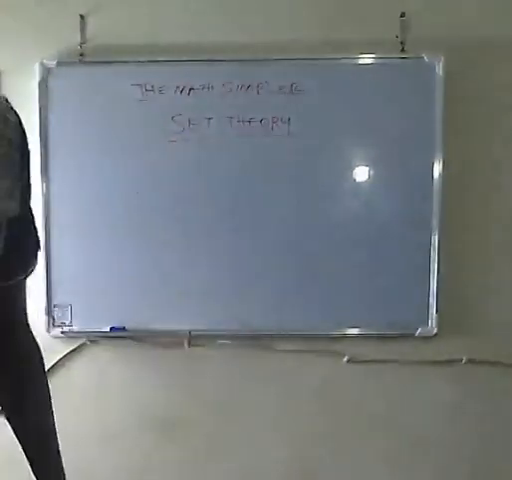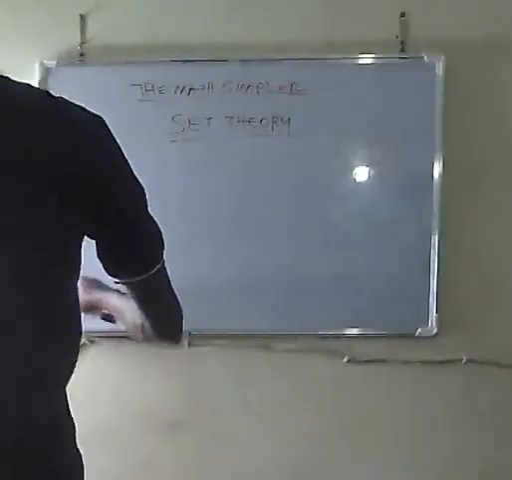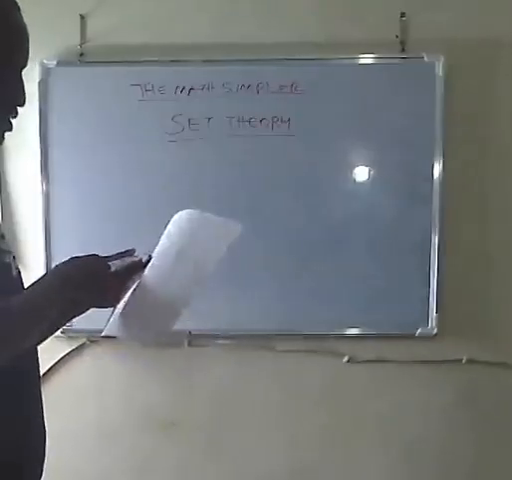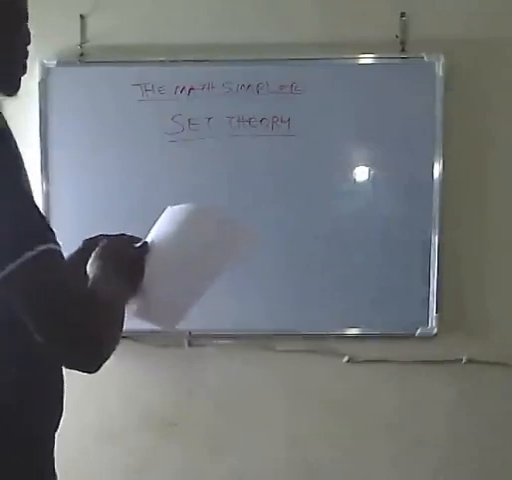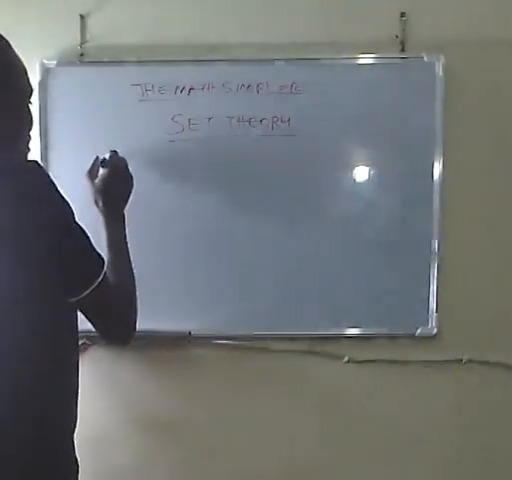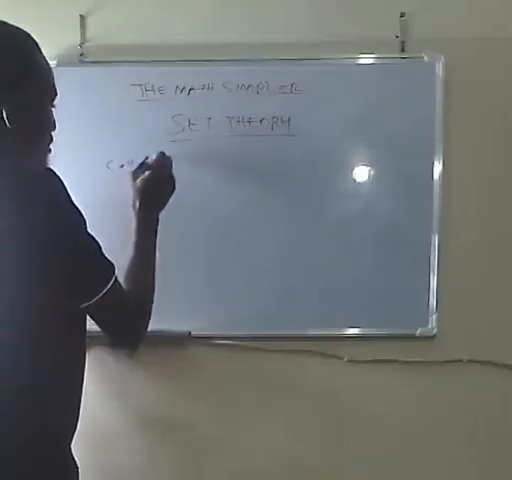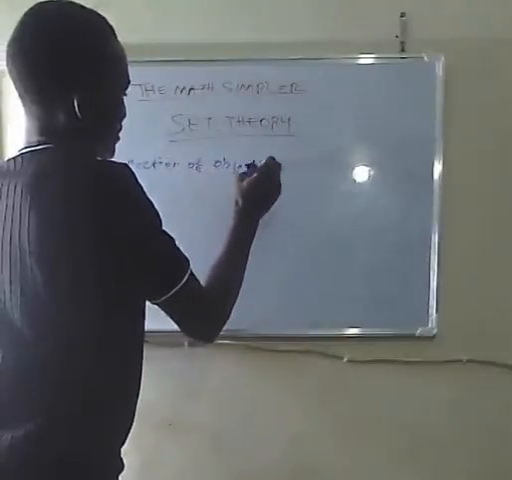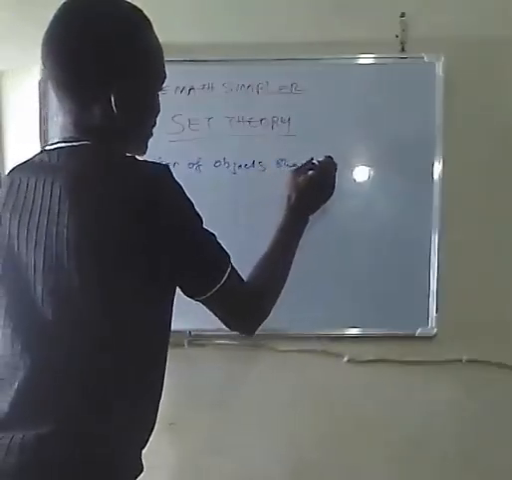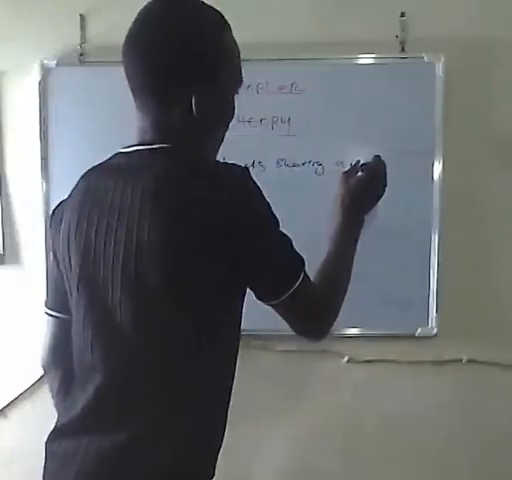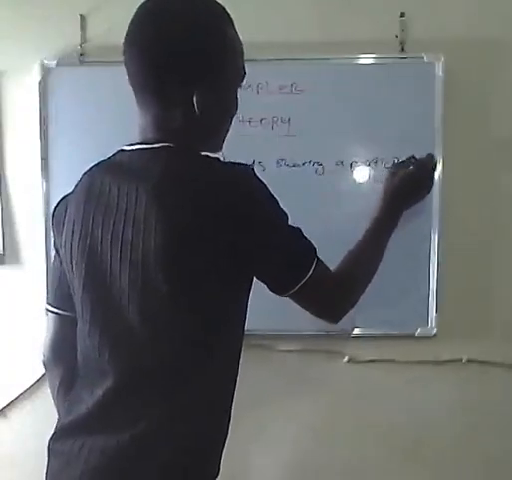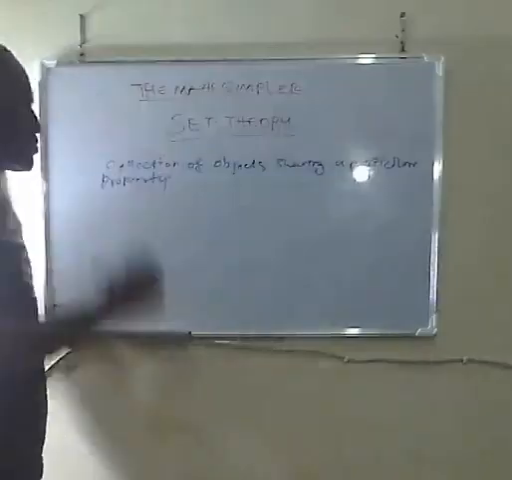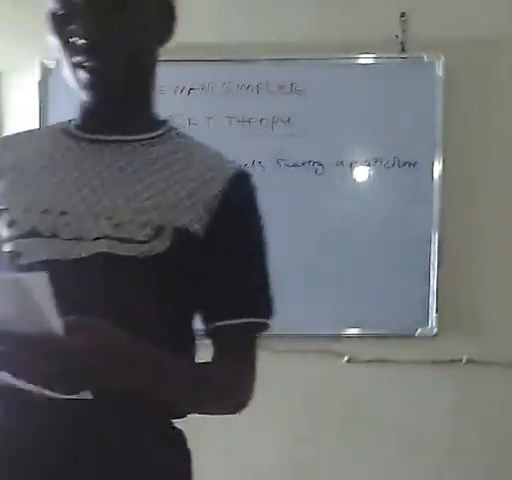A set is just a collection of objects sharing some properties or characteristics. A collection of objects sharing a particular property. That is the definition of a set.